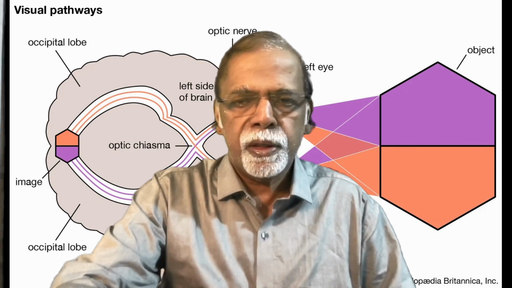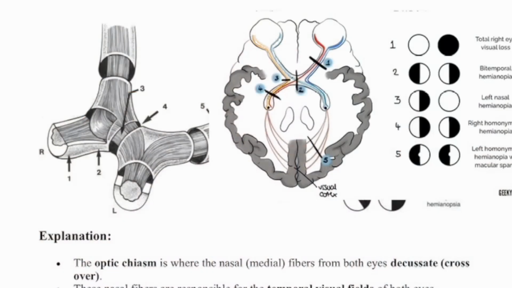Let us look into the common field defects. So when there is a lesion of the optic nerve, as shown here, this will produce unilateral blindness. So anterior to chiasm will produce unilateral blindness. A typical chiasmal lesion as shown here will produce bitemporal hemianopia. So bitemporal hemianopia means both temporal fields are lost.